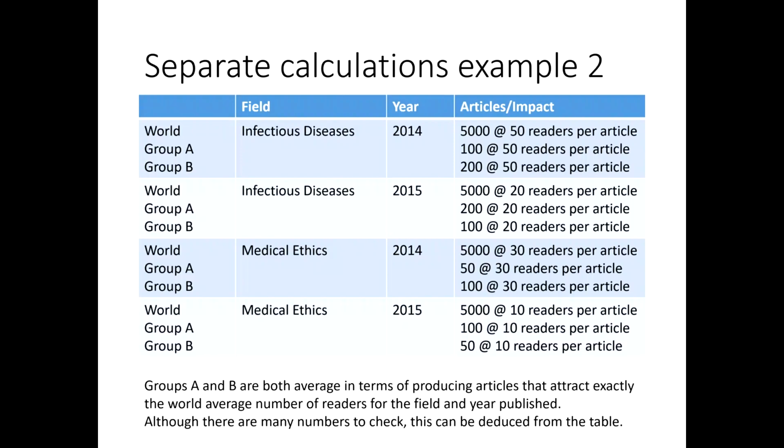And this is only an example for 2 fields and 2 years. It is quite likely that a large group would publish in 10 or 20 fields, and maybe the evaluation covers 5 years, in which case you could easily have 100 sets of numbers to compare.